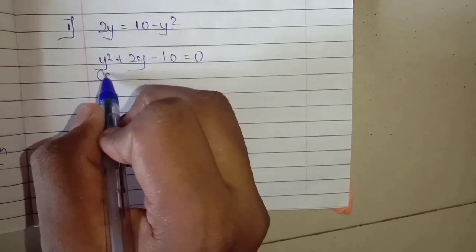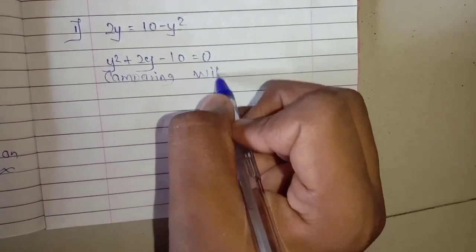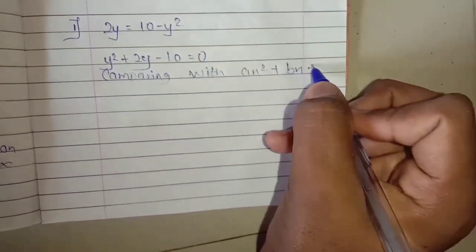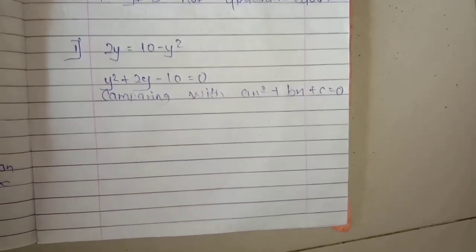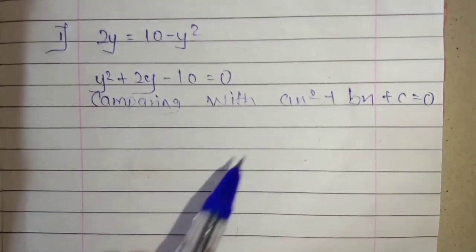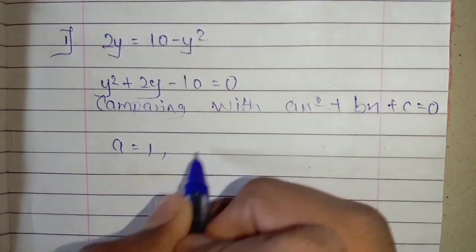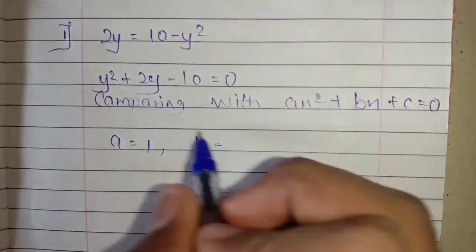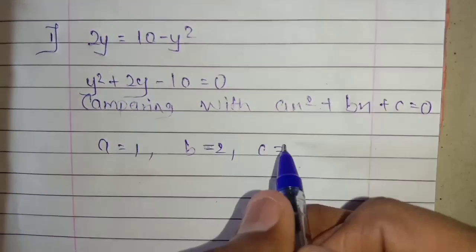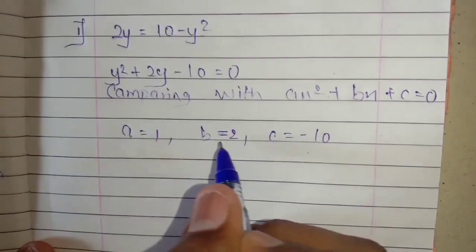So now we will write, comparing with ax square plus bx plus c is equal to 0. When we compare, there is a 1, so we can write a value is 1, while the b value is 2, and the c value is minus 10. The minus sign is important. So now we have found the a, b, c values.